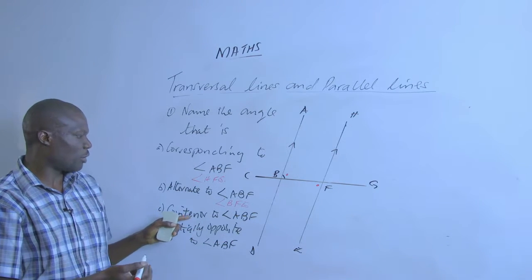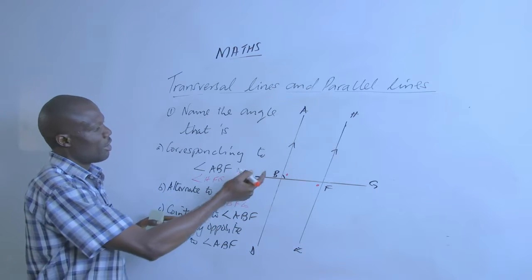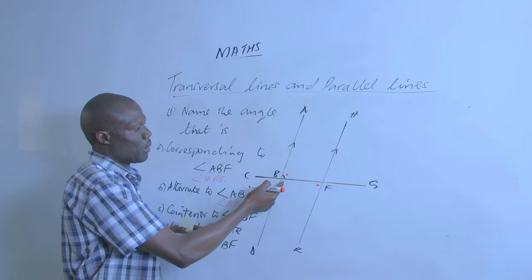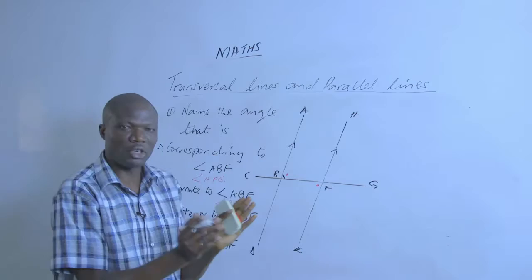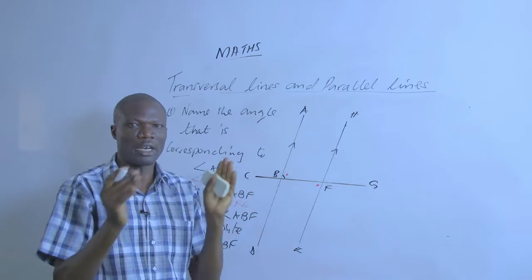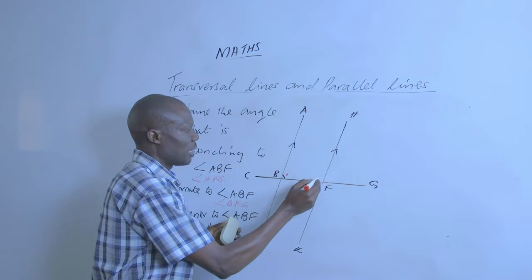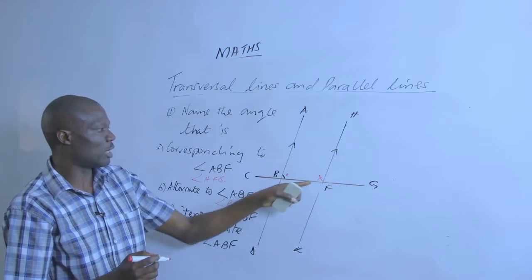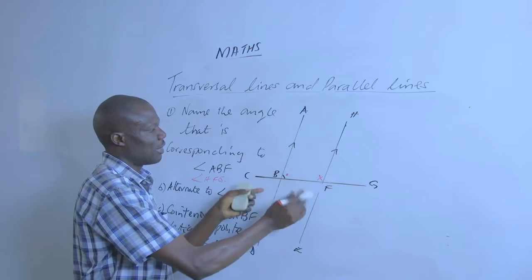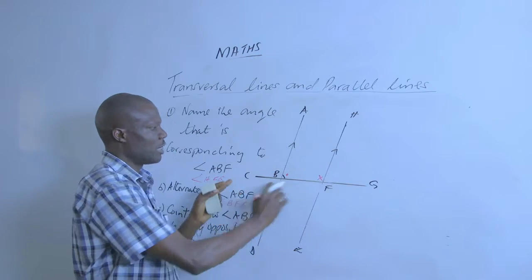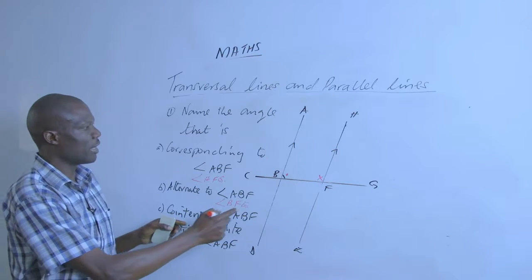C is asking for a pair of cointerior angles. Which angle is cointerior to ABF? Cointerior angles are angles on the same side of the transversal line and inside the parallel lines. You'll notice that when you talk of cointerior angles, it is the angle marked with an X, which is both inside the parallel lines and on the same side of the transversal line CG.